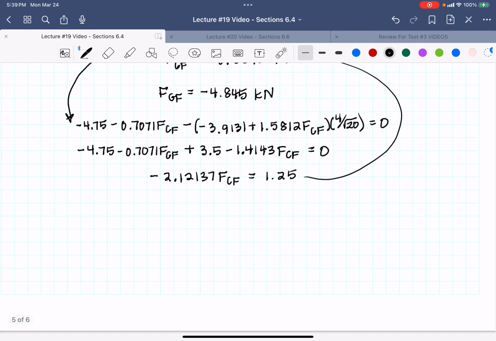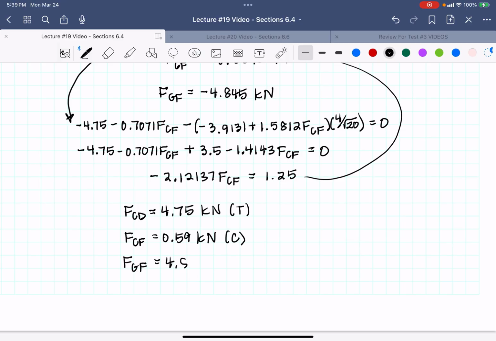So now remember, you got to write out your answers. So in formal answers, I should show FCD equals 4.75 kilonewtons, and it was positive, so it's in tension. FCF equals 0.59 kilonewtons in compression, and FGF equals 4.85 kilonewtons in compression. Done.